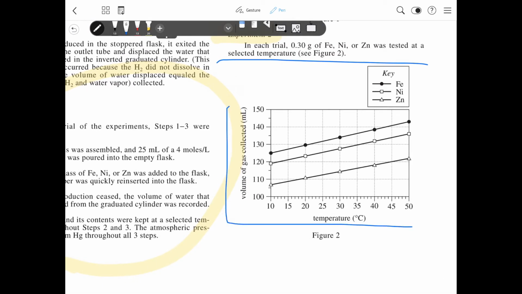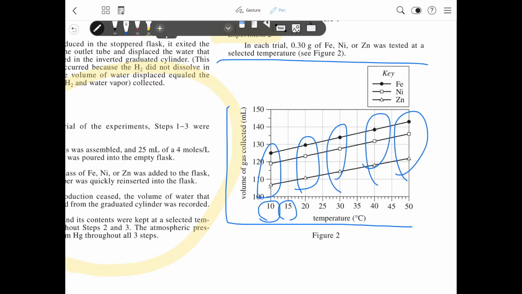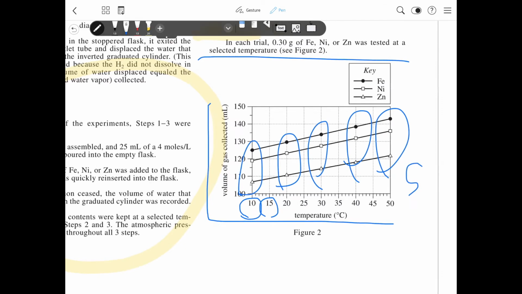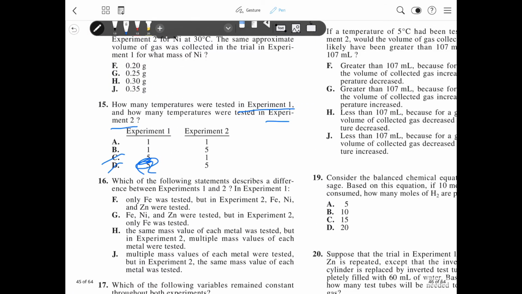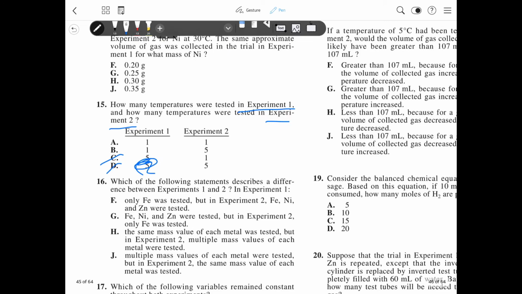Here, be very careful not to just literally count 1, 2, 3, 4 for the temperatures. You have to look at the data points right here. So we have 1, 2, 3, 4, 5 temperatures that these elements are being tested at, so 5 in total. If we look back at question 15, experiment 2 has 5, and your answer would be B.